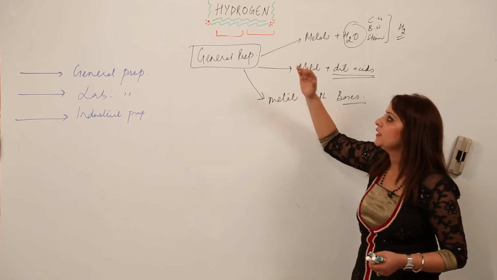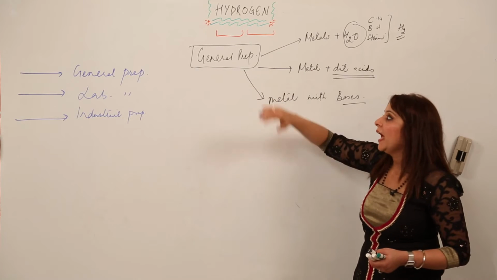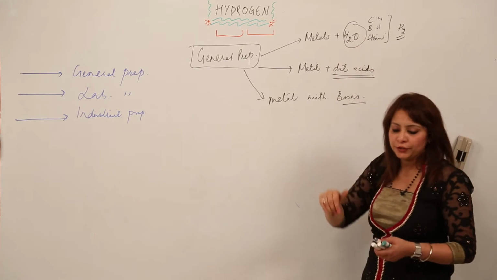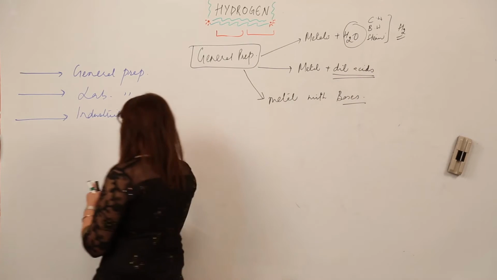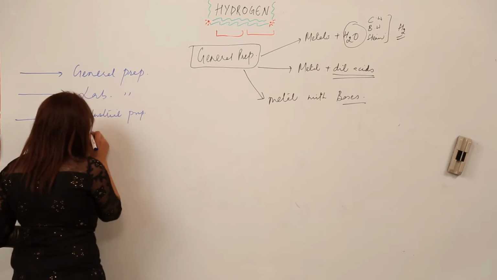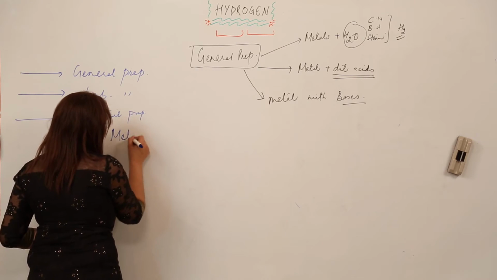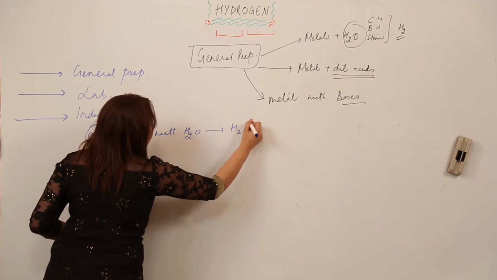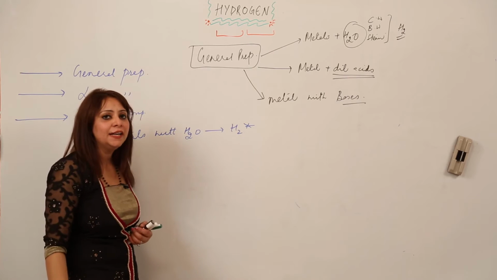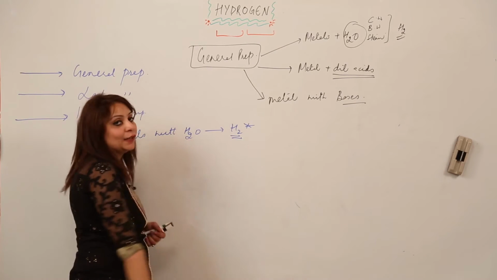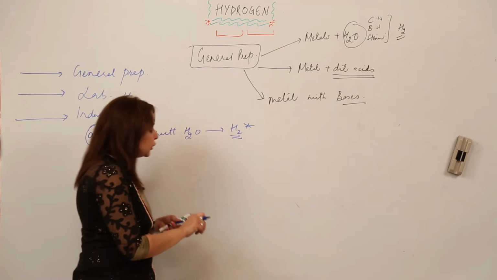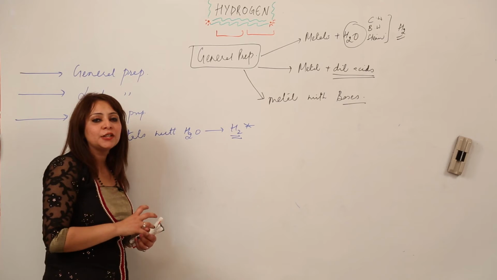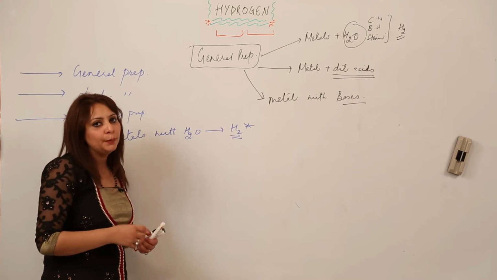So starting with the first method, the general preparation, I've told you that the first method we use is the reaction of metals with water, right? So we have certain metals. The first is the reaction of metals with water to form H2. The basic reason we are studying it is to see whether we get H2 or not, right? I'm just taking a random example of metals, then we'll be listing them in the reactivity series, and that will help you learn in a better way, right?